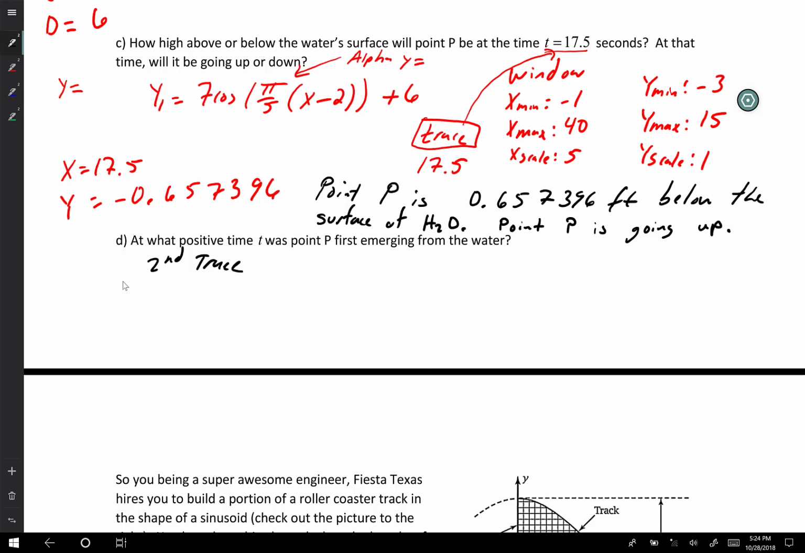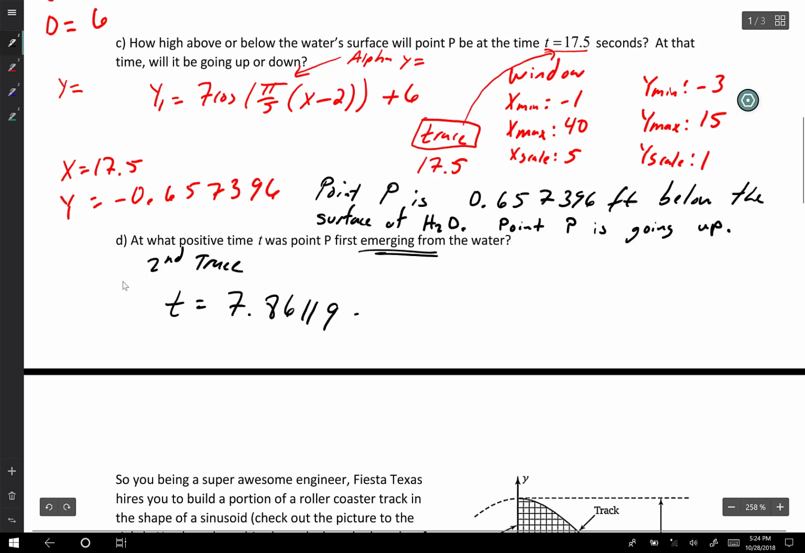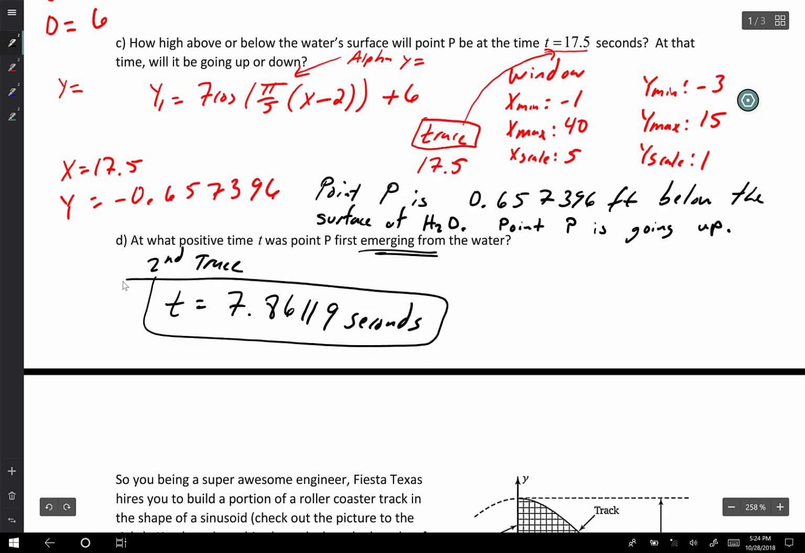So here we go. I found that it first emerges from the water at t equals 7.86119 seconds. If you got that value, you are pretty cool. And if you didn't get that value, well, no, I'm kidding. You're still cool. It's just, you didn't get it. If you're having issues, ask me tomorrow.